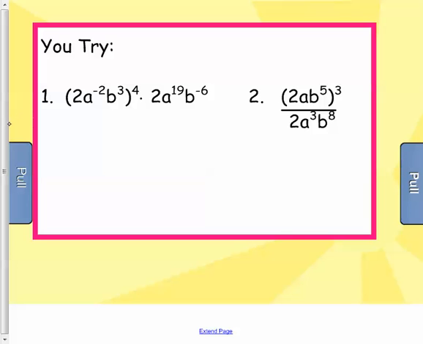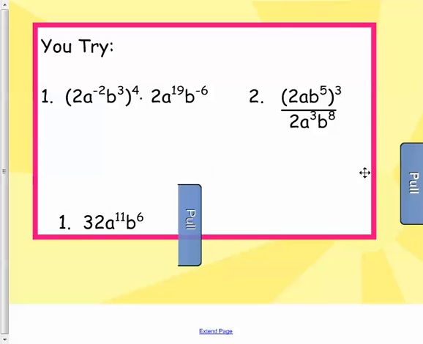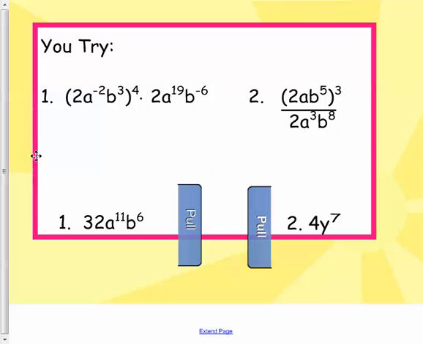Go ahead and try these two and see what you can do. I'll be back in just a second to show you my answers. Okay, hopefully you're ready to check with a red pen. This is the answer to number 1, and this is the answer to number 2. I'm going to show you how you get this.